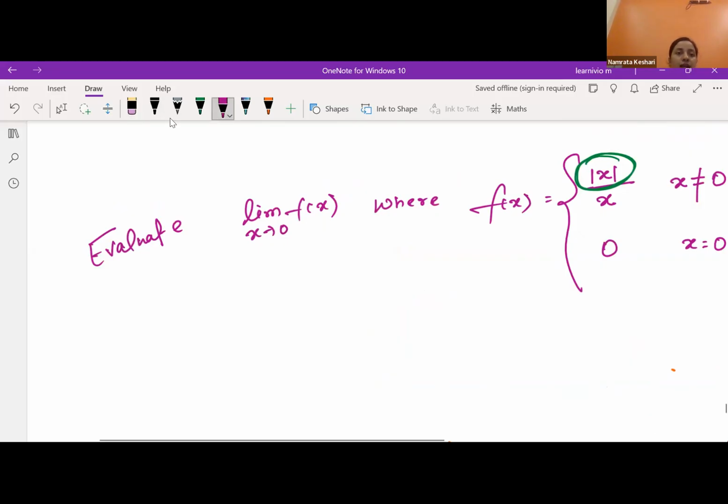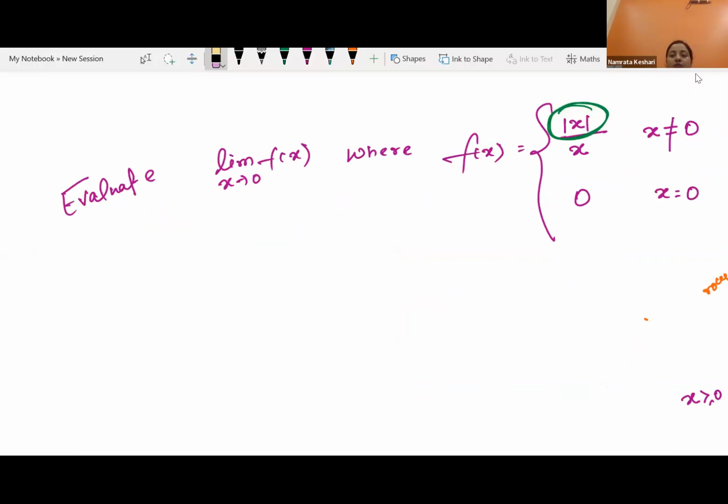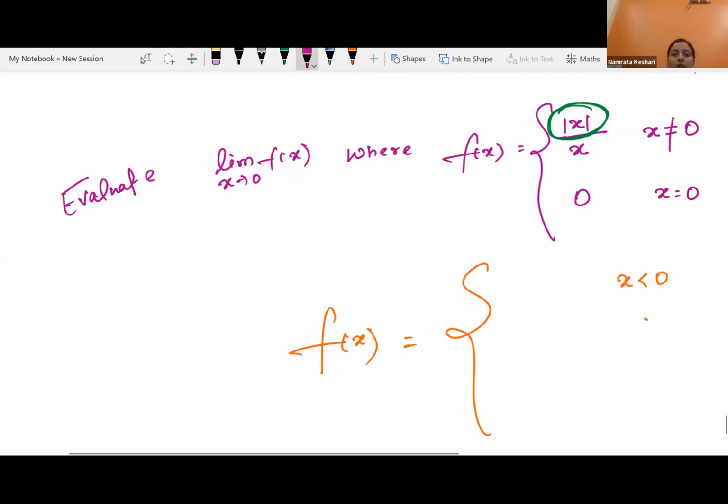As I was telling you, we need to redefine this function. Otherwise we won't be able to understand what function we have to the left of the zero and what function towards the right of the zero. We need to write it again. We will say that our f of x can be written as, when x is smaller than 0, then this mod x will have one more negative sign, it will just drop in front of our x.